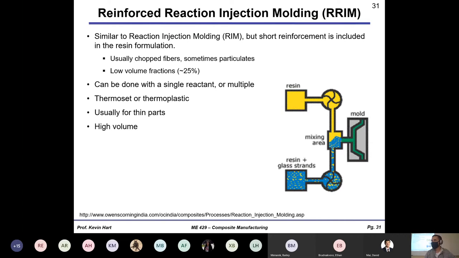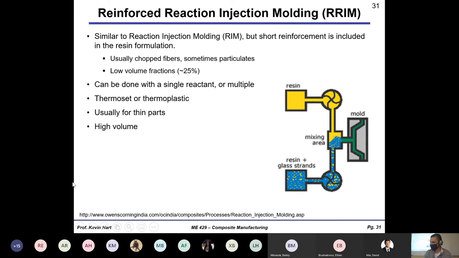And this is typically done with short fibers or particulate reinforcement, where you have the particulates or the short fiber in one of the two resin components, and that gets mixed together with, let's say, the hardener, and that's all injected as one. So you're actually injecting the reinforcement alongside the resin into the closed mold.